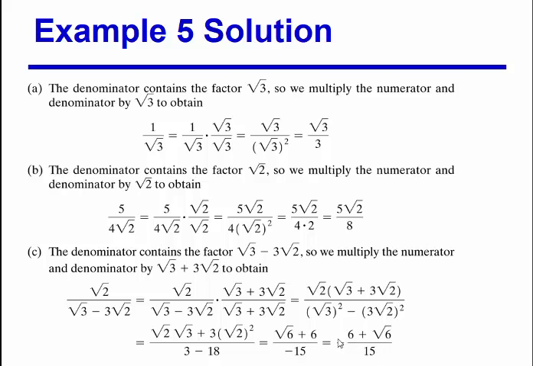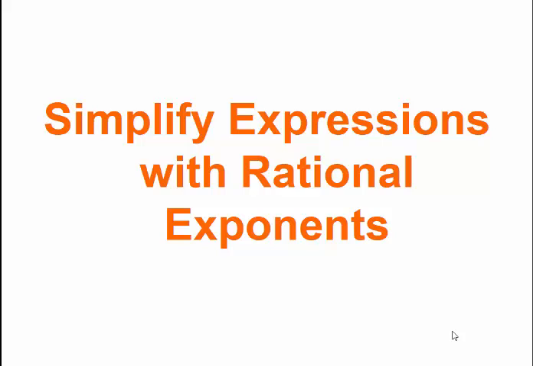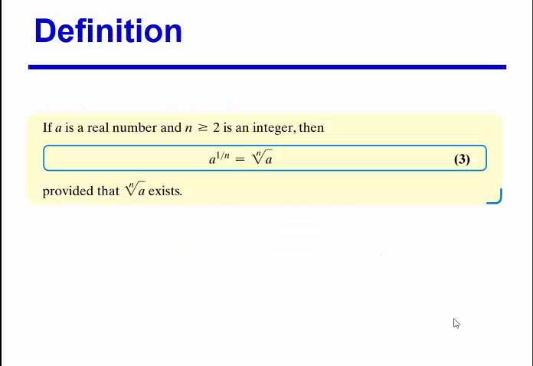And then you can see that we finally end up with 6 plus square root of 6 over 15. The next one, we're going to simplify expressions with rational exponents.